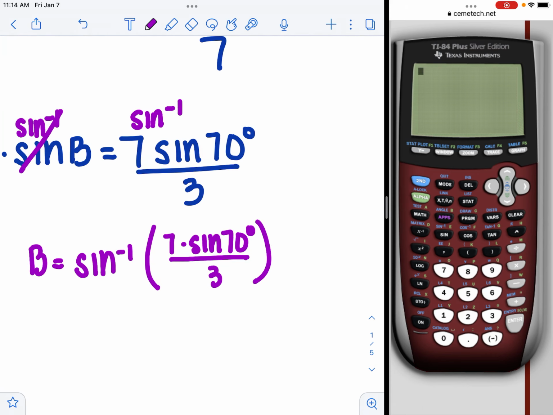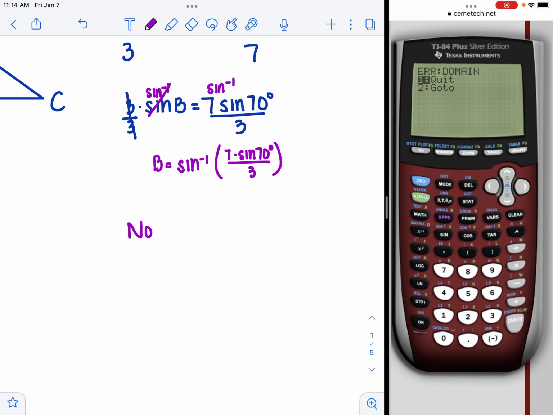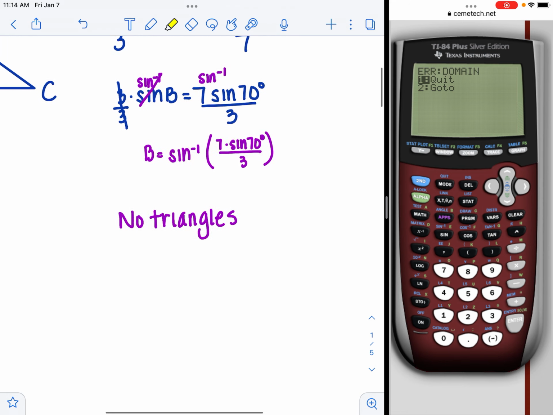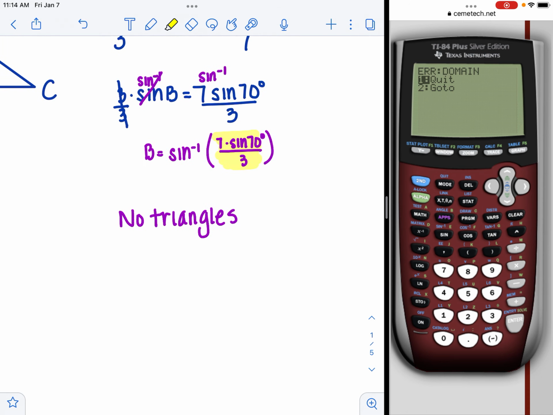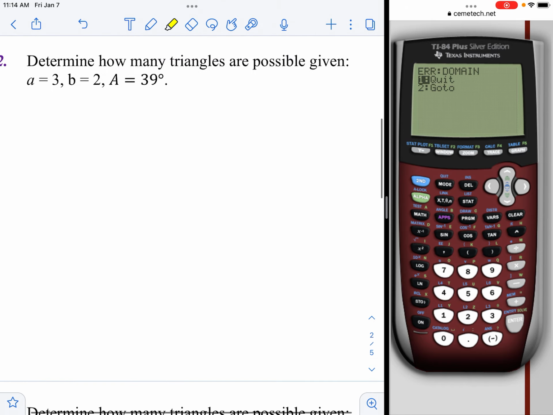Now remember, you want this on your paper because this is what you're typing in your calculator, and that is worth points. So first off, check my mode. I am in degree mode. And then I'm going to do sine inverse of 7 sine of 70, close the parentheses on the 70, divided by 3, close the parentheses, hit enter. I get an error. It's a domain error. Therefore, I have no triangles with this. If I wanted to double check to make sure I typed it right, I could always just type this alone, and you'll see that it is more than 1, so it won't give you any triangles.